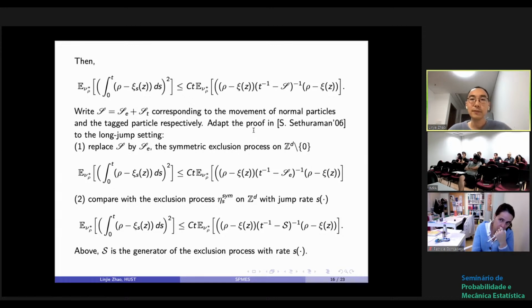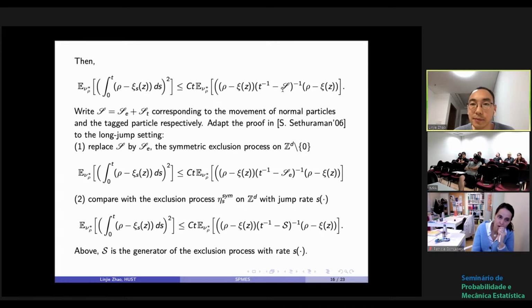So to do this, we adapt the proof of Stanley's paper in 2006. In this paper, it is in the finite range setting, and we adapt the proof to the long jump setting. The main idea is, by using the variational formula for the H-1 norm, we first replace this S by the generator of the normal particles, SE here.